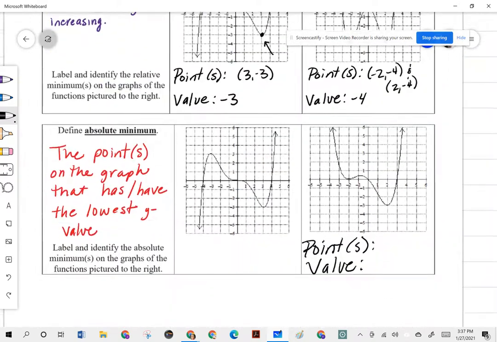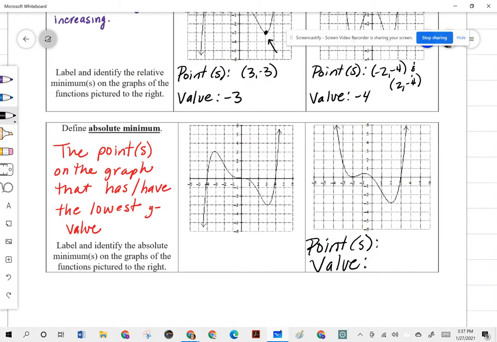All right, so now an absolute minimum is the absolutely lowest point on the graph. So we need to label and identify those points. Notice the word absolute. Notice that this has an arrow that goes on forever in the negative direction, and then we've also got this one that goes on forever. So there actually is no absolute minimum on this particular example. Remember, it is the lowest point on the graph.